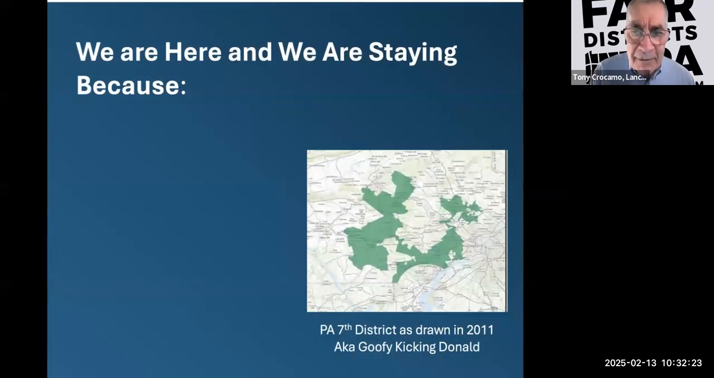So we are here and we are staying here because, and this is important, a lot of people, including legislators, think, well, the maps are the maps now, and that's it. And what's the big deal? We're not doing redistricting until 2031. Why are you bothering us?